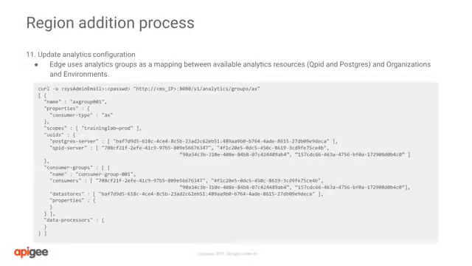In step 11, next we update the analytics configuration. Edge uses analytics groups to map resources, Qpid and Postgres, to organizations and environments. You can see that we have 2 Postgres and 4 Qpid servers listed in both the analytics and the consumer groups. Full documentation for this process can be found at docs.apigee.com.